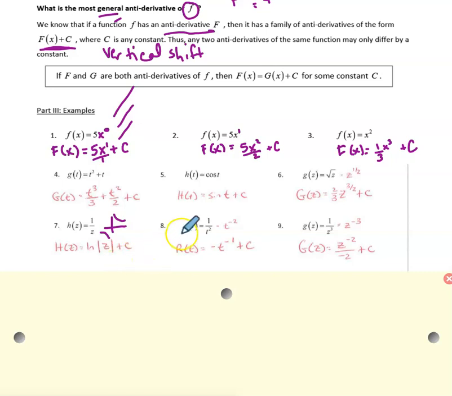For the next problem, number 8, once again, this is reversing the power rule. It might be easiest for you to write 1 over t squared as t to the negative 2. Then we add a degree to get to negative 1 and divide by negative 1. And notice that we left this here as negative t to the negative 1. That's totally fine. We could have also written this as negative 1 over t plus c.